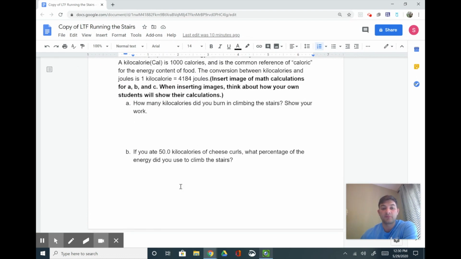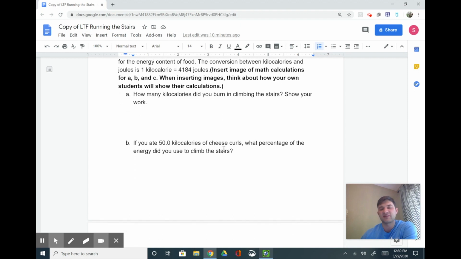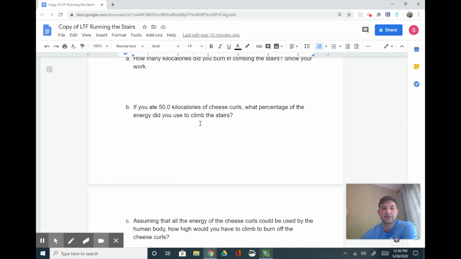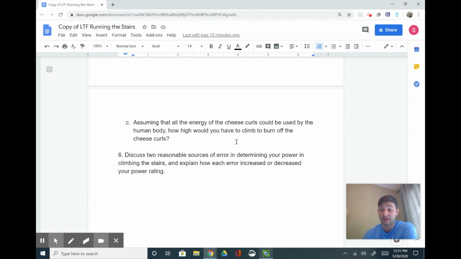And then right here for letter B, this always throws them off too. And again, this section I almost have to walk through them just a little bit with my students, because it is kind of hard for them to understand. So right here, if you ate 50 kilocalories of cheese curls, what percentage did you actually burn? Think about it, it's going to be the answer from A on top over the total, which is 50 kilocalories. And then don't forget to multiply by 100 just to get that as a percentage.